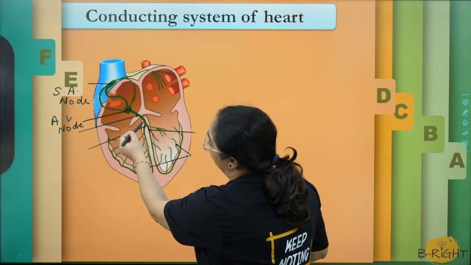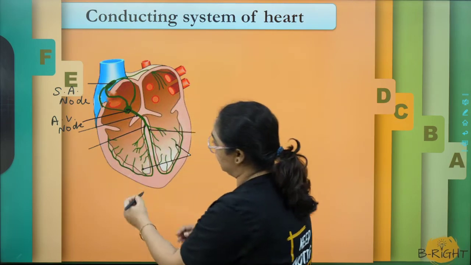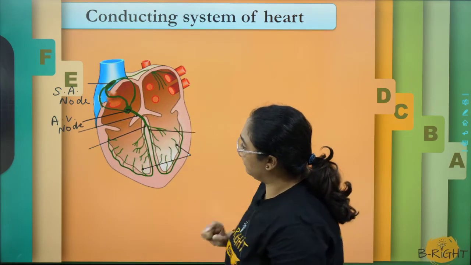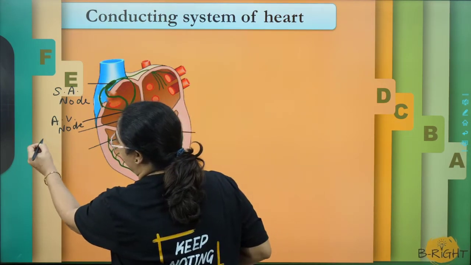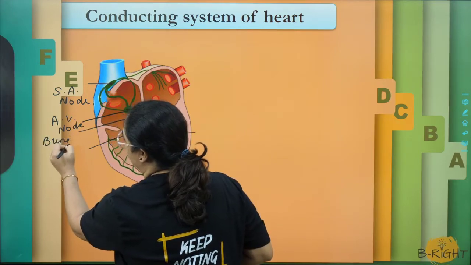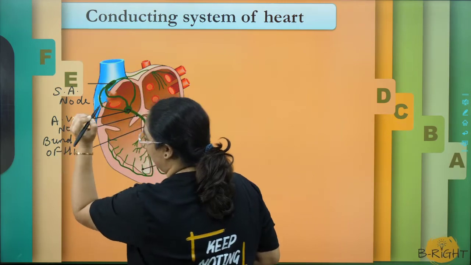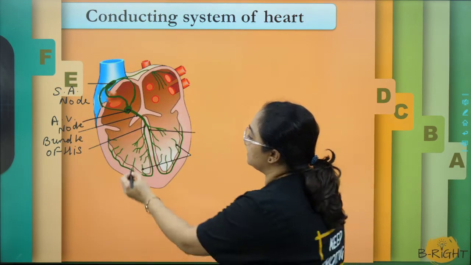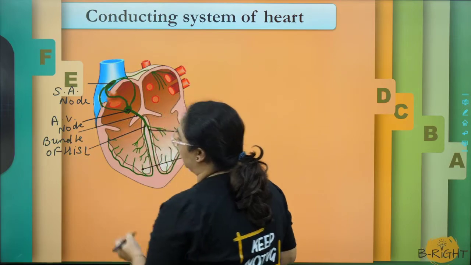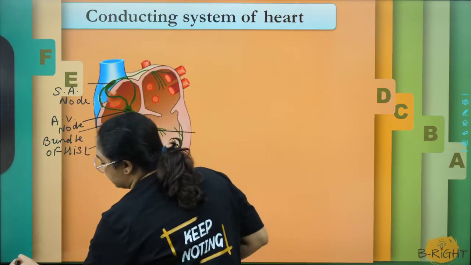Now see, AV node is giving rise to Purkinje fibers. Sorry, bundle of His. This is bundle of His. So ये वाला जो arrow यहाँ पे मैंने डाला है, this is for bundle of His. Right, bundle of His. Now this becomes the left bundle of His, sorry, right bundle of His, I'm sorry.